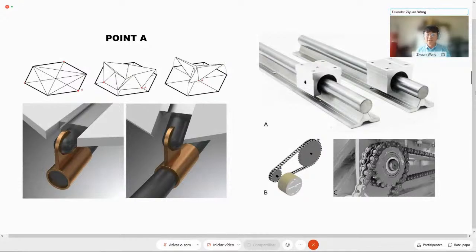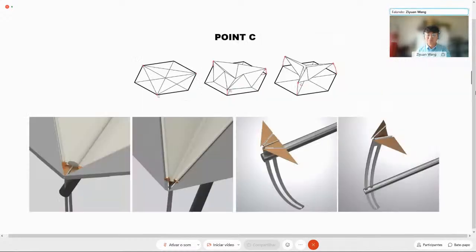The movement of point A is like a slider. It moves along a straight bar behind the facade. Point A is an active point. It's controlled by a motor, and the direction of movement is controlled by a link of gear system.